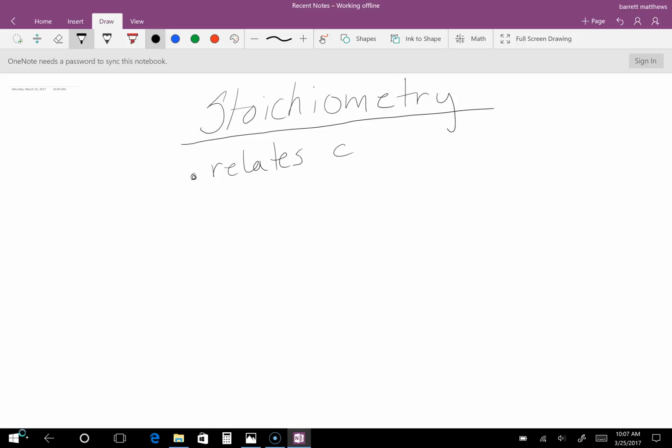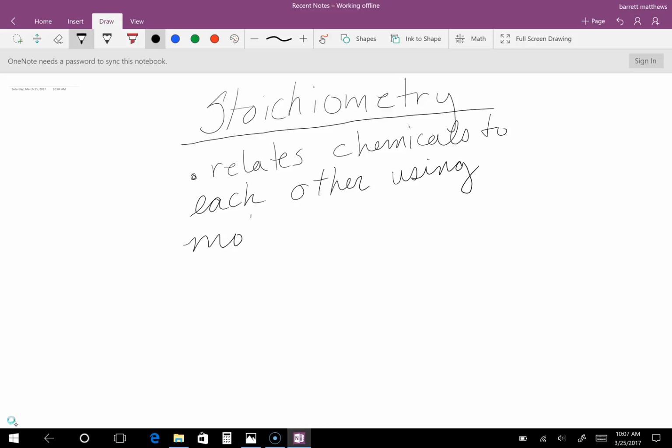If I was going to summarize the point of stoichiometry, I would say that it relates chemicals together using mole ratios. These mole ratios will be found in the chemical equations for the reactions. This is why it was so important to be able to balance equations previously.